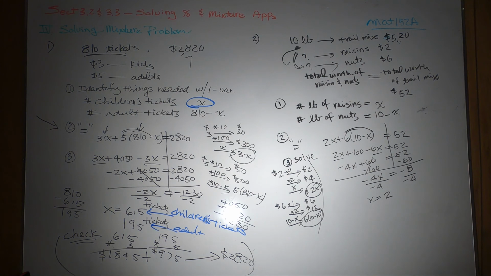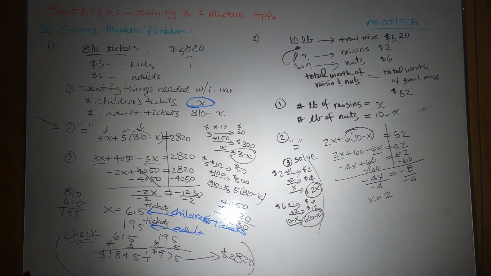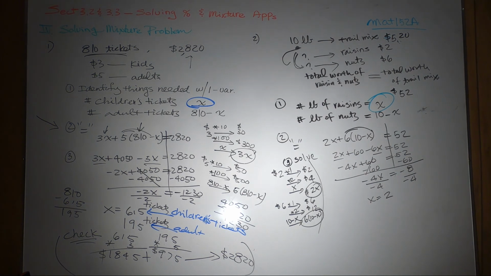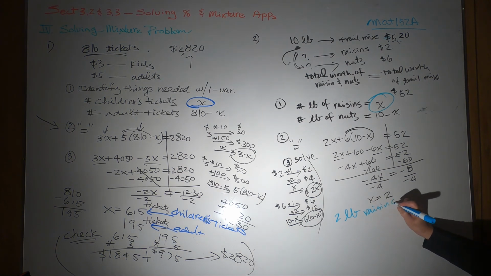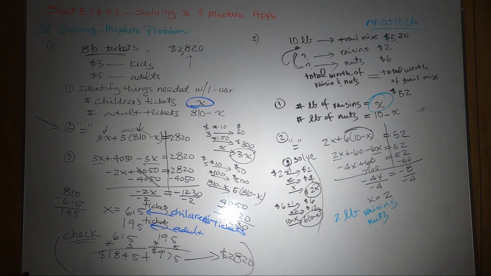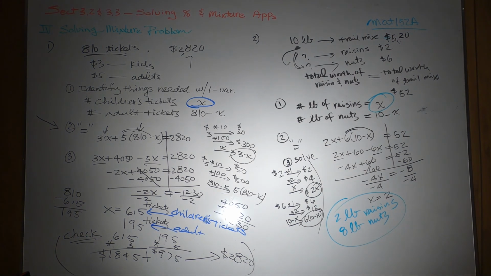What does 2 mean? $2? 2 goats? You have to go back and take a look. What's your x? Your x is the number of pounds, how many pounds of raisins. That means you have 2 pounds of raisins. Then how many pounds of nuts do you need? Total 10 pounds, and 2 pounds for raisins. You will have 8 pounds for nuts. Is that right?